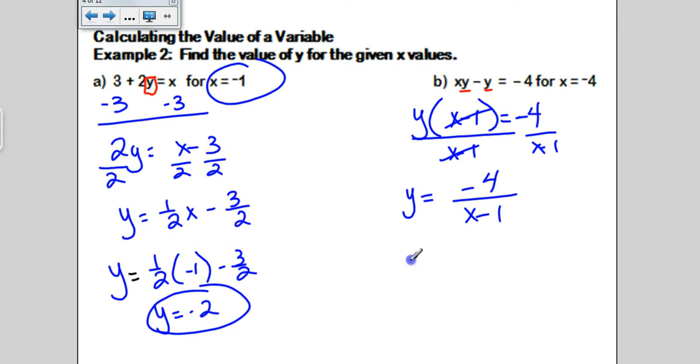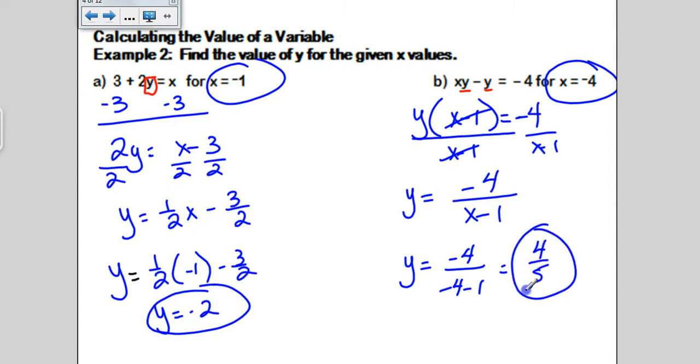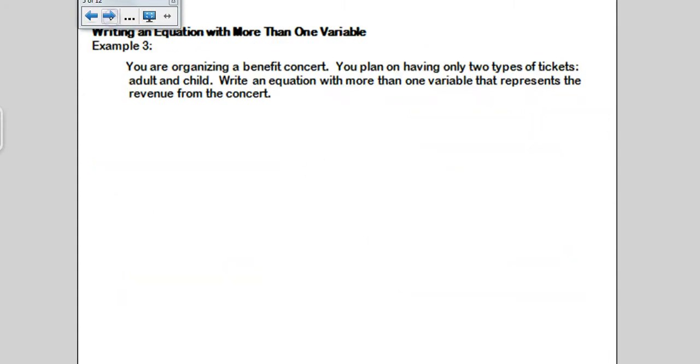Well, again, we're not quite done yet. They want us to figure out the value of y when x equals -4. So when I substitute that in for the x, I end up with 4/5 positive. Okay, very nice. Moving on.